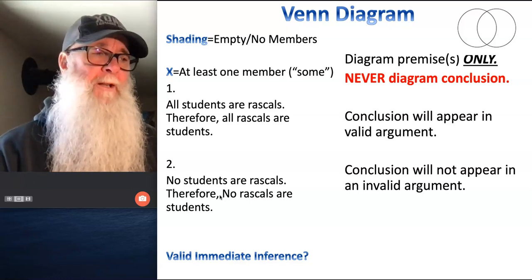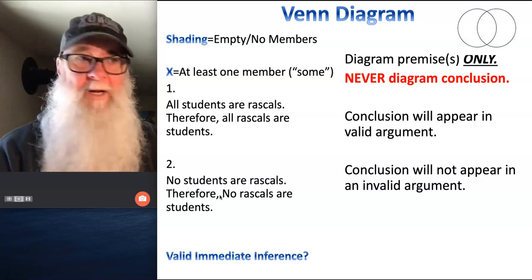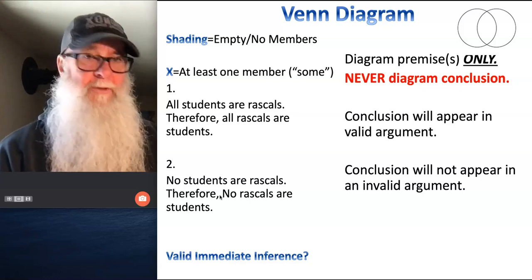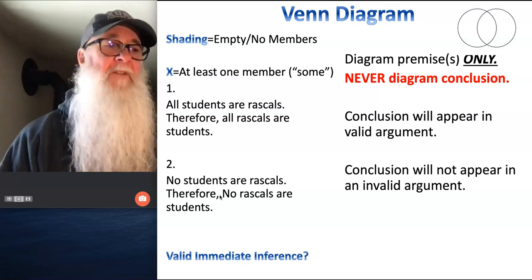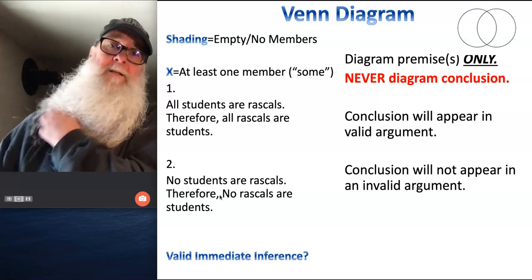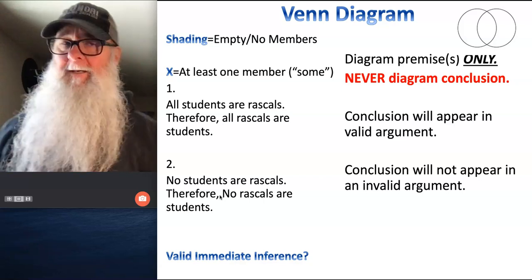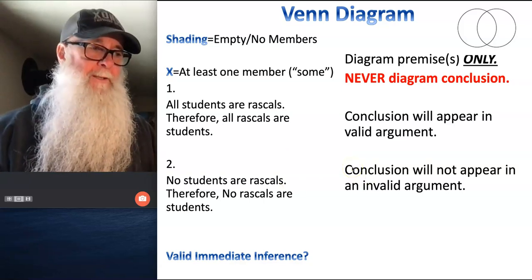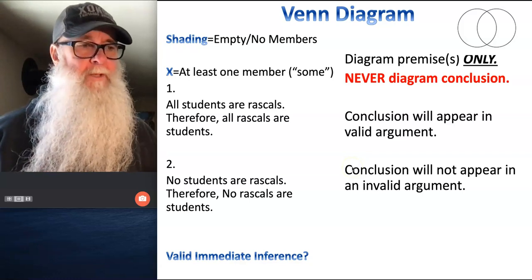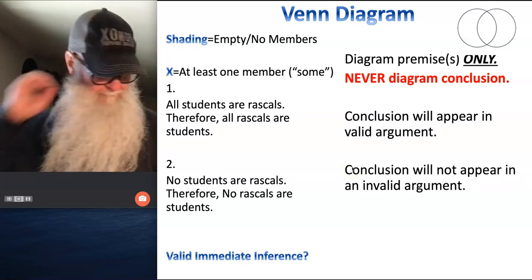And if after marking that premise statement, you see in that one and the same Venn diagram your conclusion statement also represented, then you know that that immediate inference is valid. But if after marking the premise statement, you do not see the conclusion represented by that Venn diagram, then the argument is invalid. All right, so why don't you go ahead and pause your video, and when you're ready to check your work, go ahead and restart.